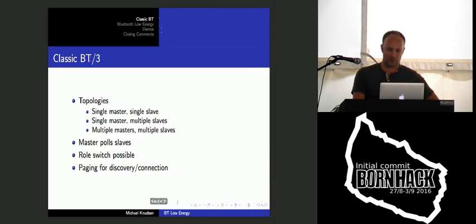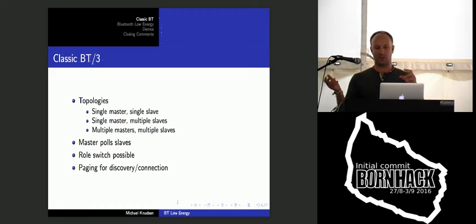The topologies in classic Bluetooth are that you can have a single master and a single slave, or a single master which has a bunch of slaves, or complex topologies where there's a bunch of masters which have a number of slaves associated with them. And some of these masters are slaves on some links and masters on their own link.